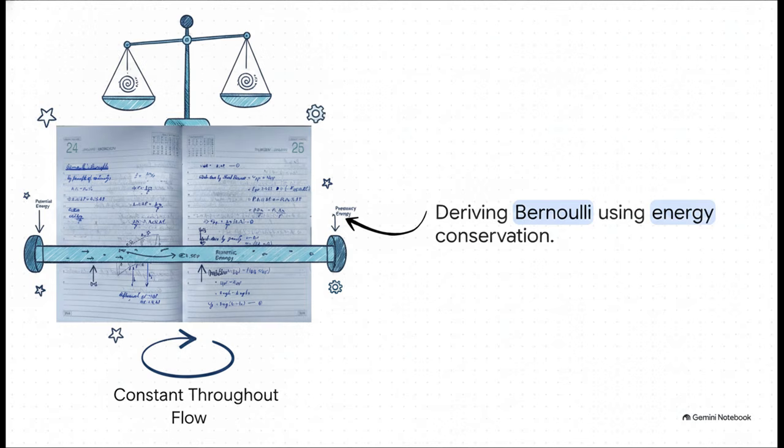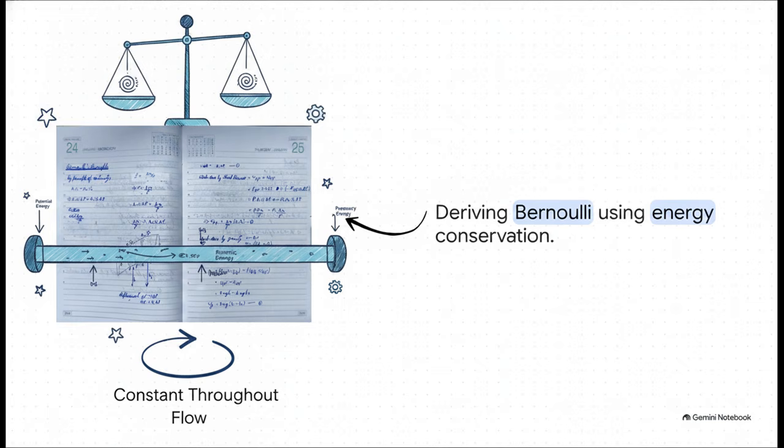So if we take those three energy types and apply the universal law of conservation of energy, we get one of the absolute most famous principles in all of physics, Bernoulli's principle. It mathematically proves that in a steadily flowing ideal fluid, meaning one that's non-viscous and incompressible, the total sum of that pressure energy, potential energy, and kinetic energy always remains totally constant.